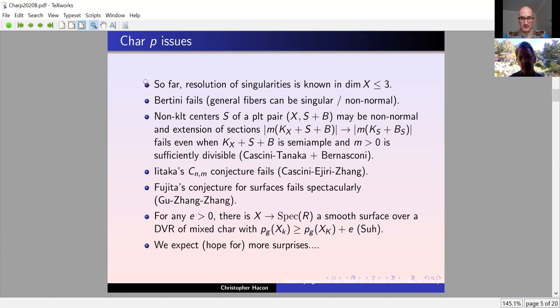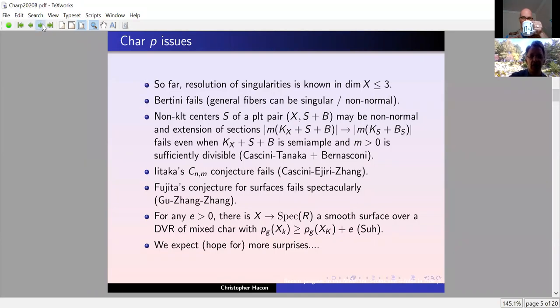Another result I'd like to mention is an older result of Su, which is a mixed characteristic result. If you have a family of smooth surfaces over a DVR in mixed characteristic, it could happen that p_g jumps up on the special fiber by an arbitrarily large number. This is something that does not happen in characteristic zero, just by Hodge theory. So many things that you would expect from characteristic zero do not hold in characteristic p. And as I said, I'm an optimist, so I'm hoping that there'll be more pleasant surprises.